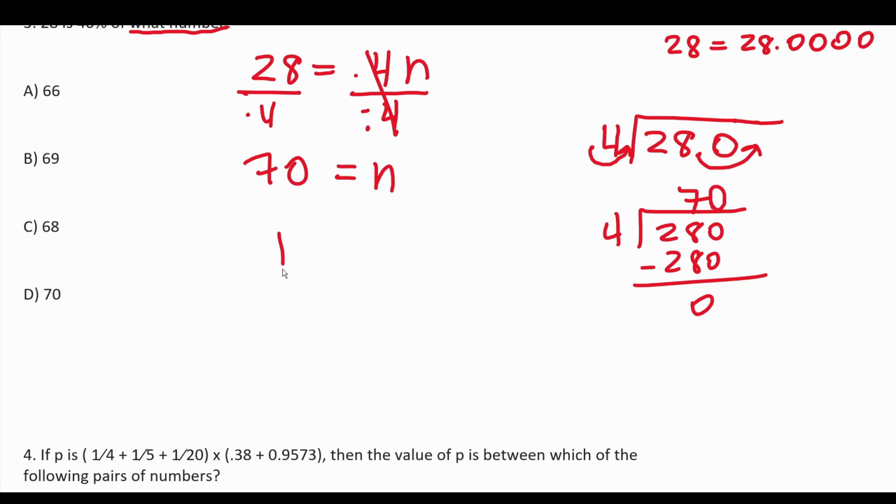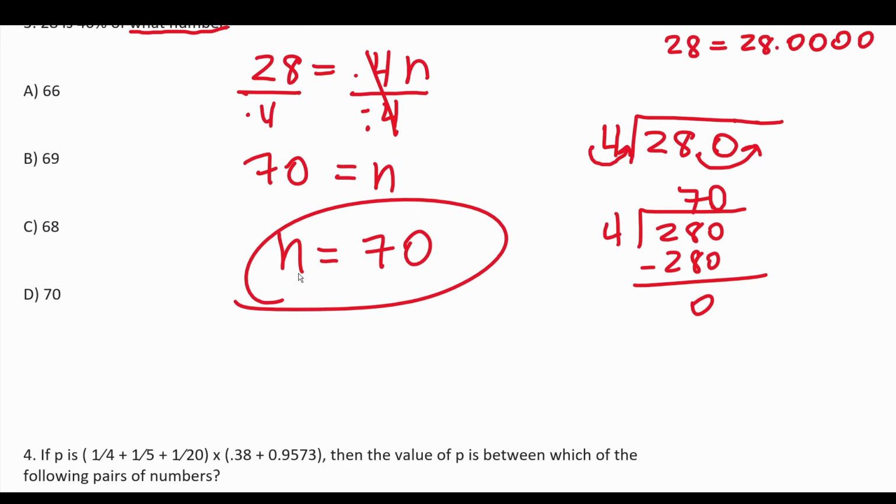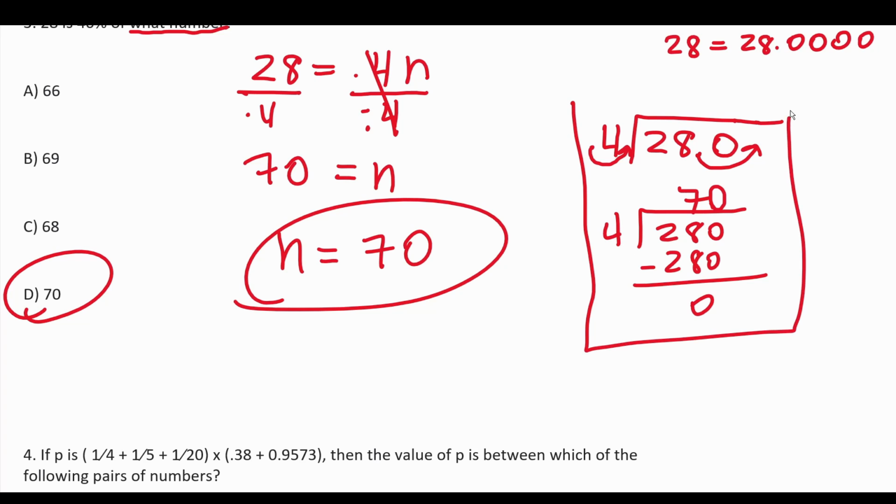And of course, in math, it's customary to write the variable for which you solved on the left. So n equals 70. Again, this says 40% of 70 is 28. So this one is 70. Not too bad. A lot of people would get tripped up right here, which is the point of these videos. Again, I understand a lot of people don't use long division on a daily basis, but once you get the hang of it, it's pretty easy to deal with.